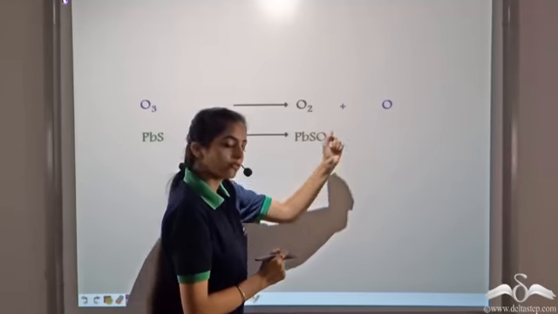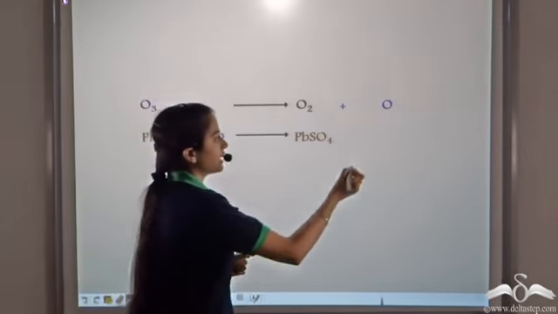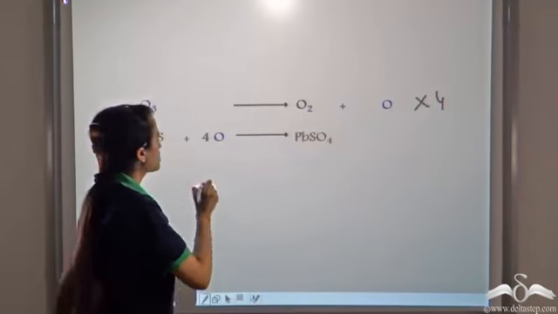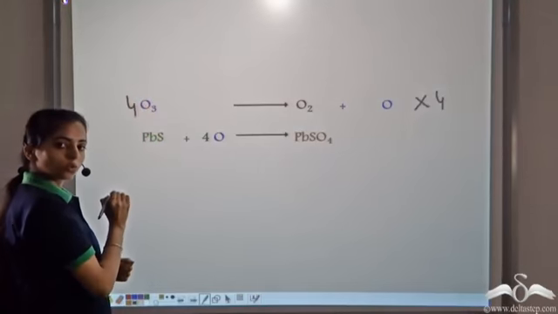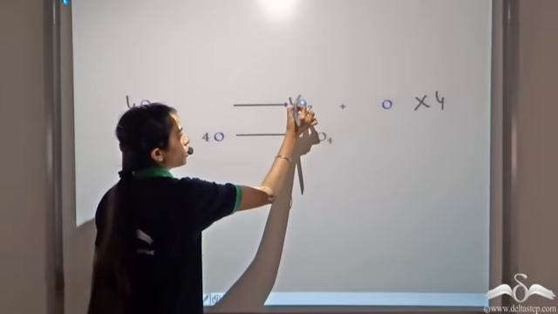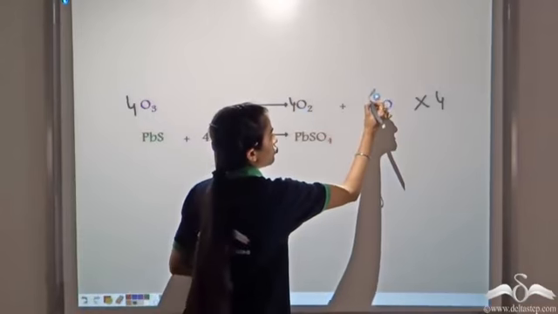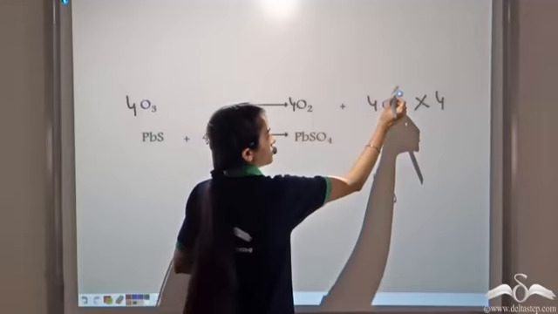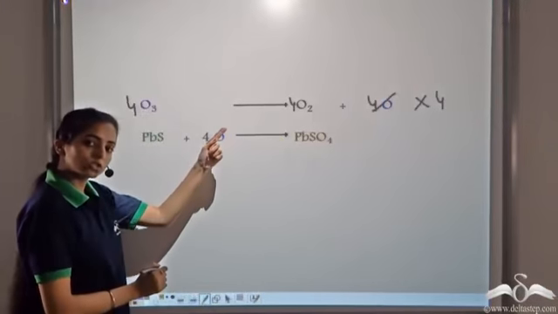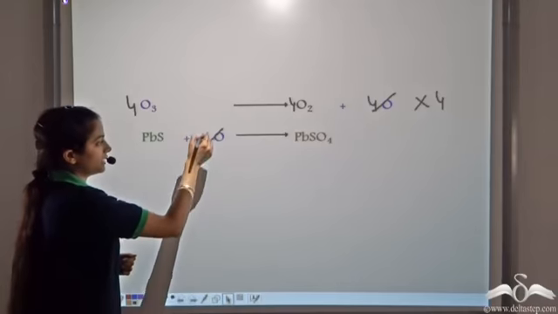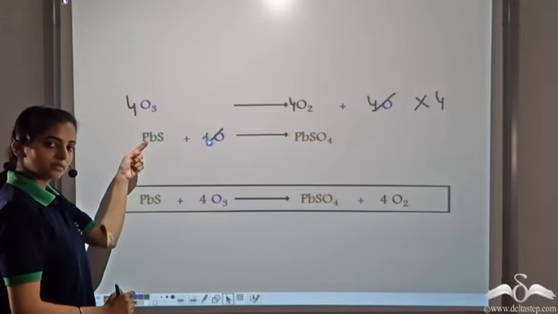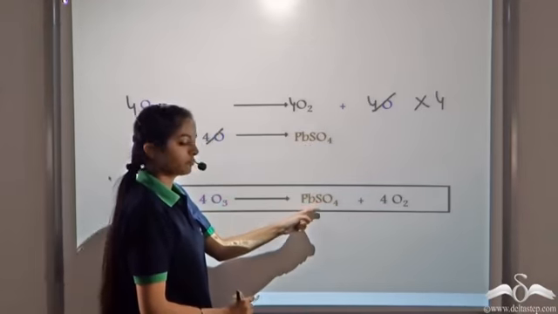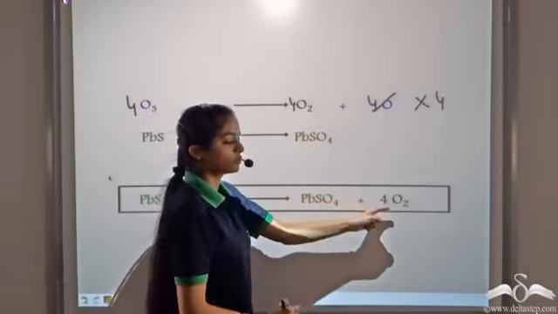So how can we make this 4? We multiply the entire first equation by 4. So we get 4 ozone molecules, we get 4 oxygen molecules, and we get 4 atoms of oxygen. Now we can cancel these 4 atoms of oxygen with those 4 atoms of oxygen, and we get PbS combines with 4 molecules of ozone to give 1 molecule of PbSO4 and 4 molecules of oxygen.